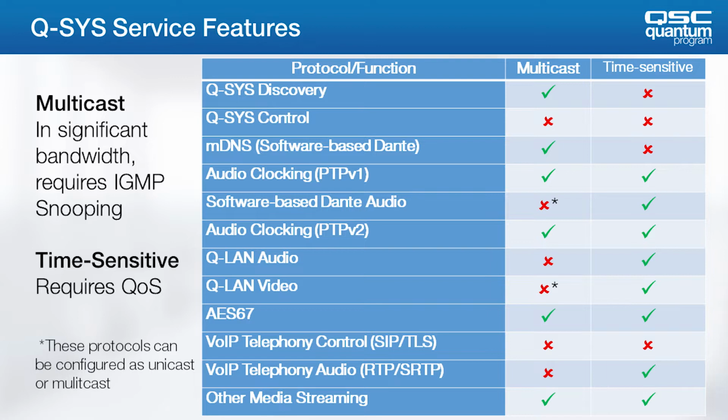Virtually all audio and video streaming protocols are time-sensitive in some way, and so they need to be prioritized using quality of service. It's also important to prioritize the precision time protocols, PTP v1 and v2, as they're responsible for clocking many of the audio protocols.